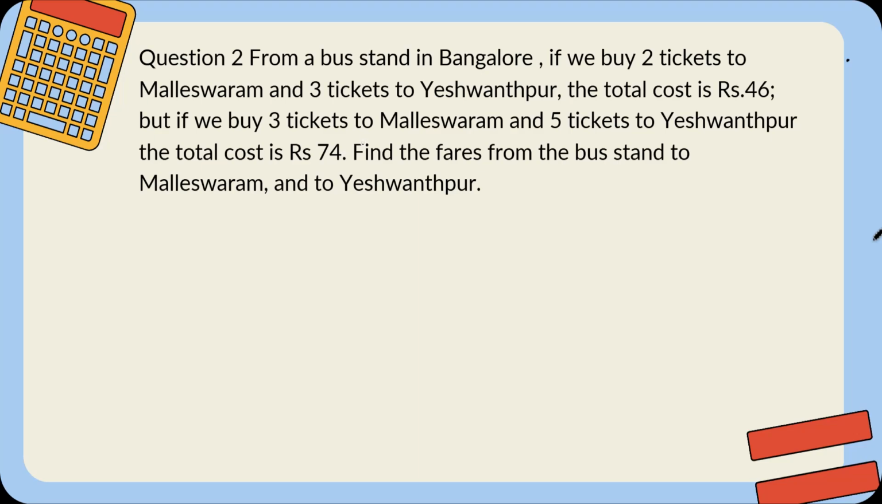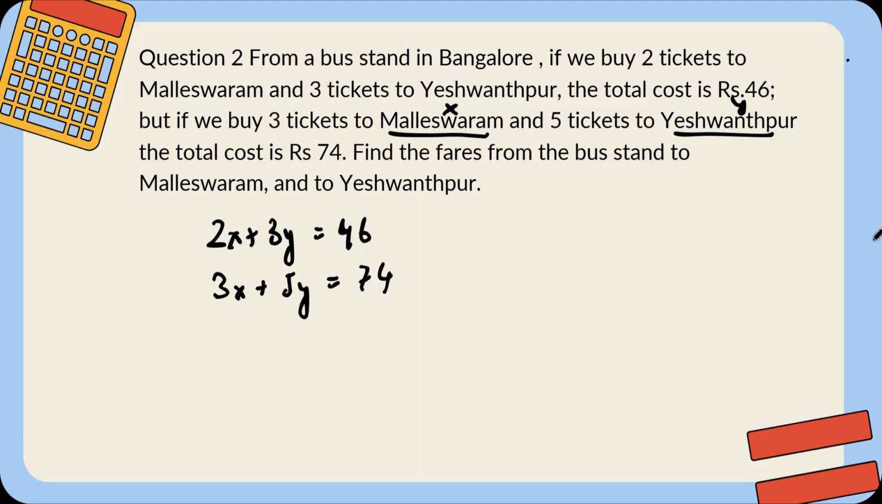So next question, from a bus stand in Bangalore, we buy 2 tickets to Malleshwaram and 3 tickets to Yeshwanthpur. If the total cost is 46, we buy 3 tickets to Malleshwaram and 5 tickets to Yeshwanthpur. The total cost is 74. So Malleshwaram will be X and Yeshwanthpur will be Y, right? The cost to Malleshwaram is X and the cost to Yeshwanthpur is Y. So we'll write the equation. So 2X plus 3Y is equal to 46. And the next equation will be 3X plus 5Y is equal to 74.